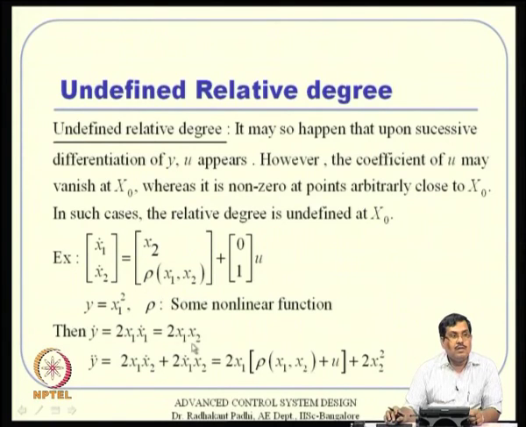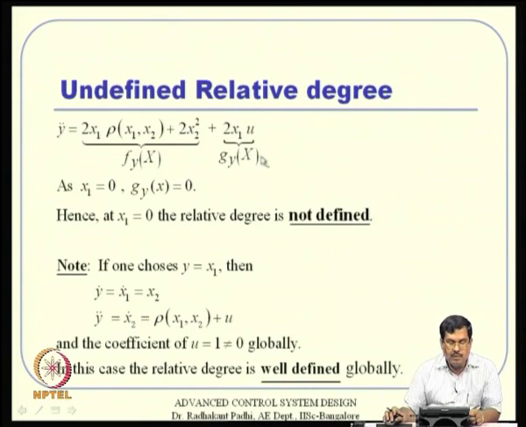So, I will substitute to get 2 x 1 x 2, and y double dot is 2 times x 1 times x 2 dot plus 2 x 1 dot times x 2. So, I will have this expression. Okay. So, obviously, in this y double dot my control appears. So, I have to enforce a double derivative and things like that. So, y double dot is like this, and that is ultimately what will guarantee whether the relative degree is defined or not. So, what is relative degree?